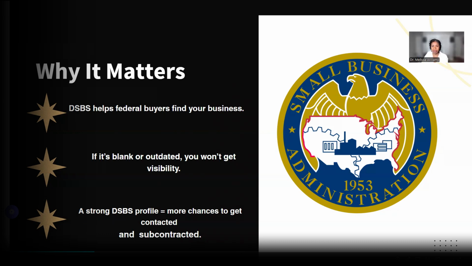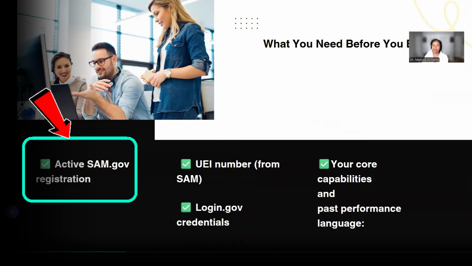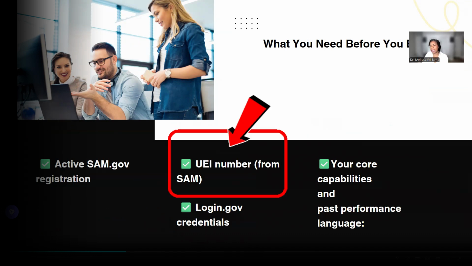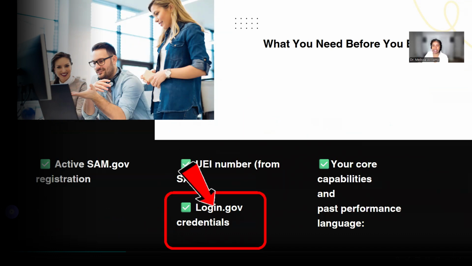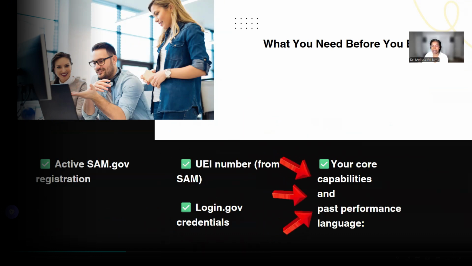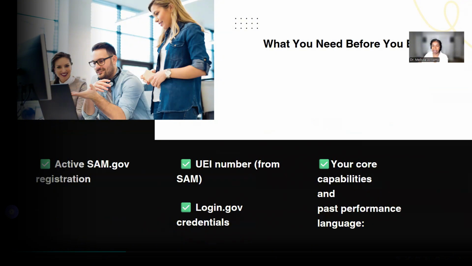So before you begin, let's make this simple. Here's what you need before you touch a single key. You need an active SAM.gov registration, UEI number, login.gov access, and your core capabilities and past performance write-up. Got that? Great. Now, let's jump into the 8-minute process that changes everything.